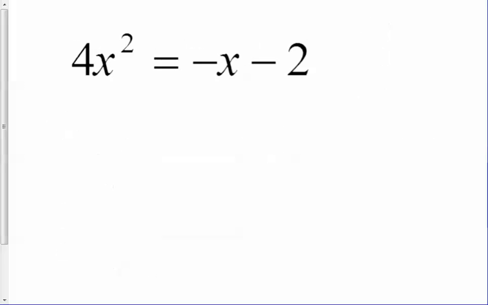Okay, so here's one: 4x squared equals negative x minus 2. For that one, you actually should bring all that junk over. So now you've got 4x squared plus x plus 2 equals 0.